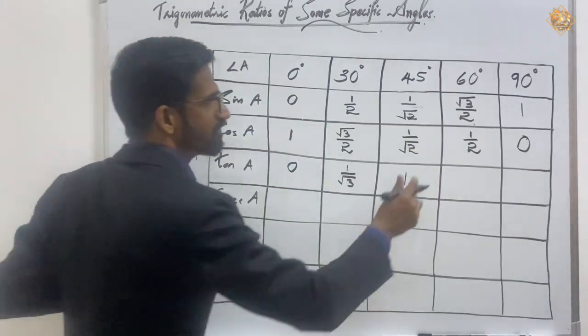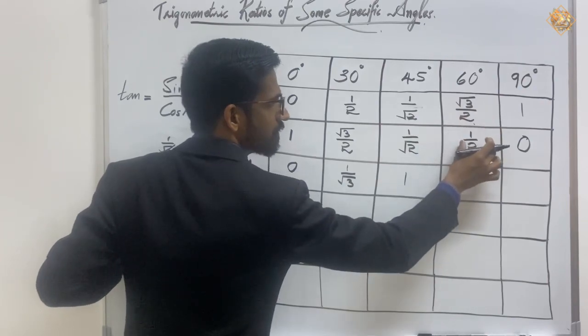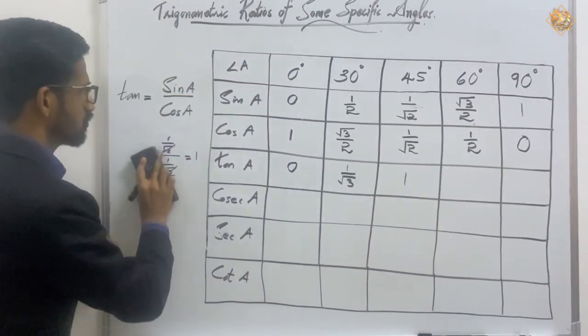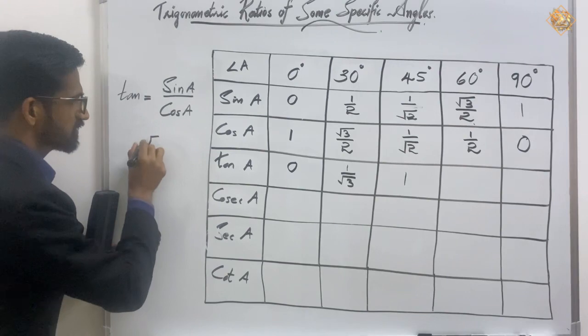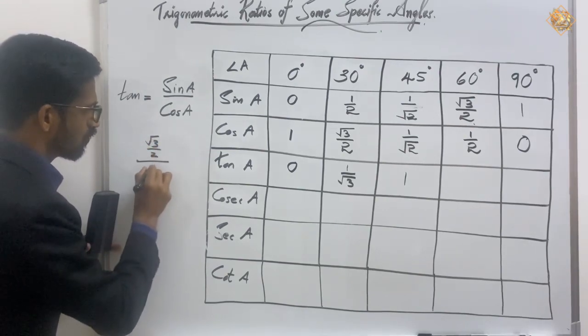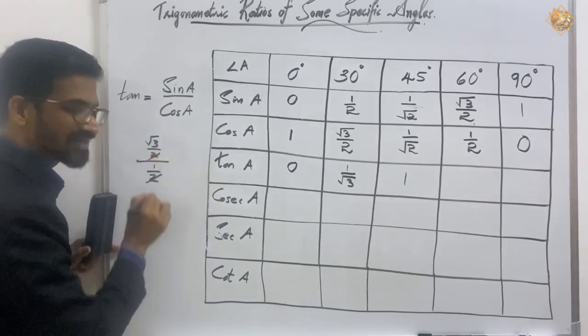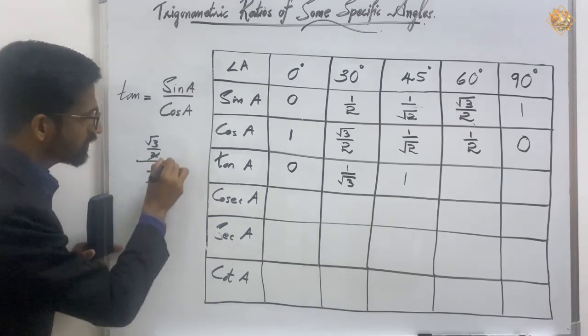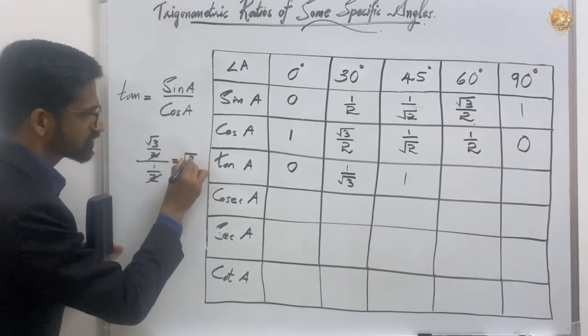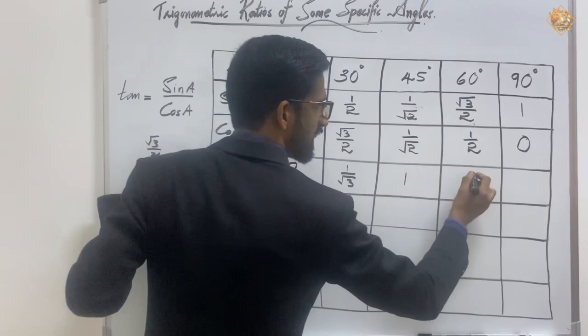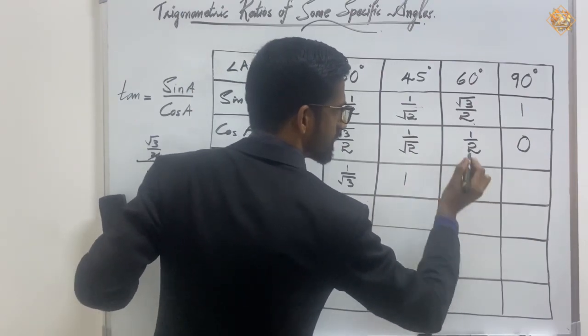Okay students, now we have root 3 by 2 divided by 1 by 2. Both the 2's will get cancelled, that is root 3 by 1. Root 3 by 1, that is root 3, isn't it? So we got here tan 60, it is root 3.